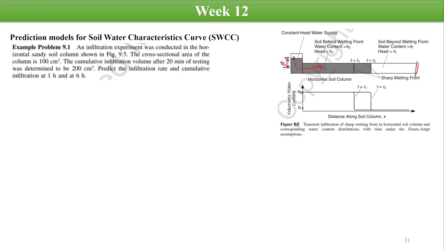So the example says an infiltration experiment was conducted in the horizontal sandy soil column shown in the figure. The cross section area of the column is 100 centimeter square. And the cumulative infiltration volume after 20 minutes of testing is 200 centimeter cube. So Q is given, 200 centimeter cube. Then we need to predict the infiltration rate and cumulative infiltration at 1 hour and 6 hours.